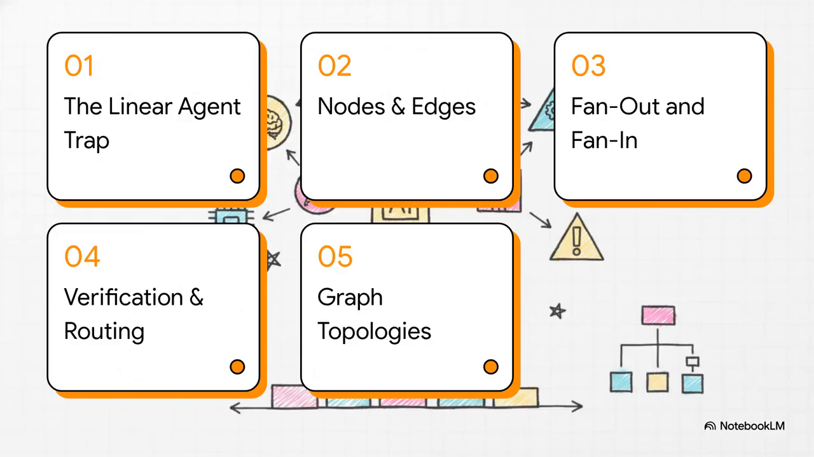Your one context window eventually fills up, and suddenly the agent forgets what it was even doing in the first place. So here is our agenda for today. 1. The linear agent trap. 2. Nodes, edges, and contracts. 3. Fan out and fan in. 4. Verification and routing. And 5. Real-world graph topologies. Let's get into it.